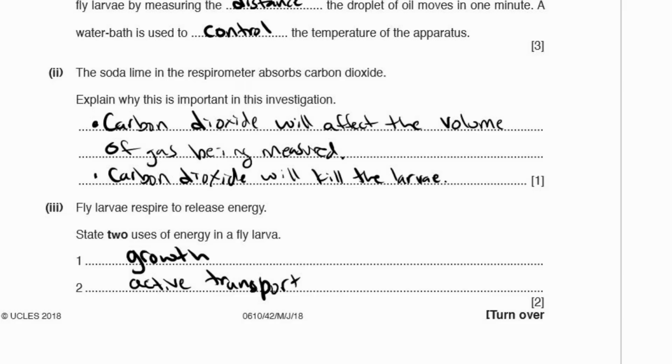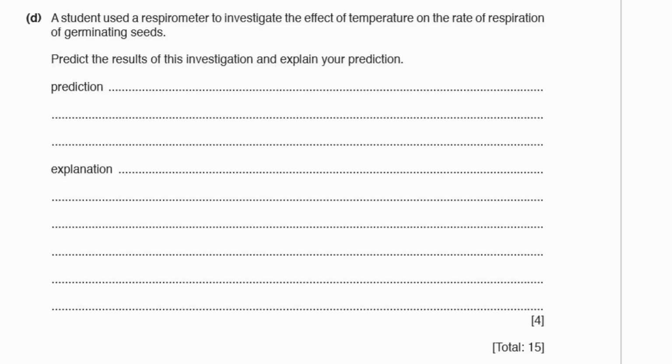So you should be able to get 2 marks for this, but only put down 2 answers. The examiner doesn't want to mark 20 things. 2 is good enough. D. A student used a respirometer to investigate the effect of temperature on the rate of respiration of germinating seeds. Predict the results of this investigation and explain your prediction. So basically, they're looking at the rate of respiration and the effect of temperature. So our prediction should be what happens when the temperature increases.